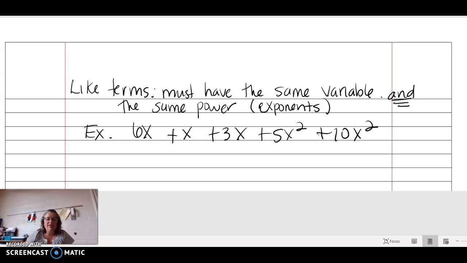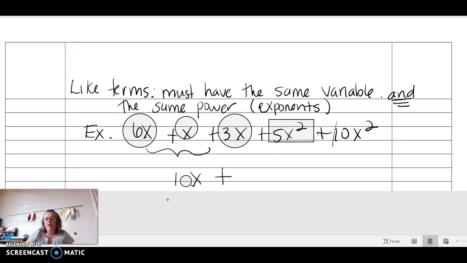All right, so for example, I like to circle the ones that look alike. So the 6x, the x, and the 3x, they all have the same variable, and they all are to the same power. There's just one x there. So if I were to combine them, I have 6x plus an x, there's 7 x's, and 3 x's give us 10 x's total. Plus, I have the 5x squared and the 10x squared. So if you have 5 x squareds and 10 x squareds, you have 15 x squareds.